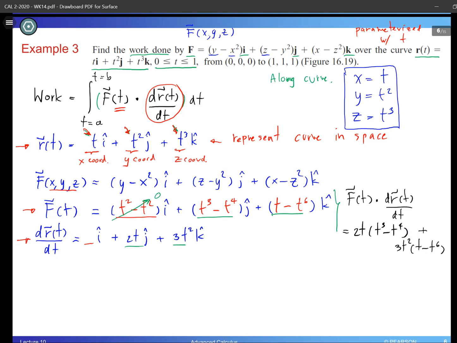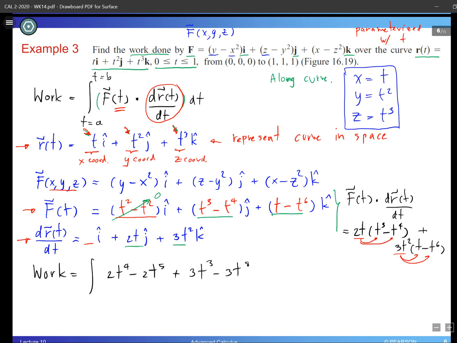Okay, and now we need to integrate this with respect to time from time equal to 0 to time equal to 1. So it's going to be this right here. So work is going to be equal to integration of F dot dr dt. So we have this 2t. So I'm going to multiply this inside. So I have 2t to the power of 4 minus 2t to the power of 5. Alright, plus next term. This goes in, so this one goes in here too. So I'm going to have 3t to the power of 3 minus 3t to the power of 8.